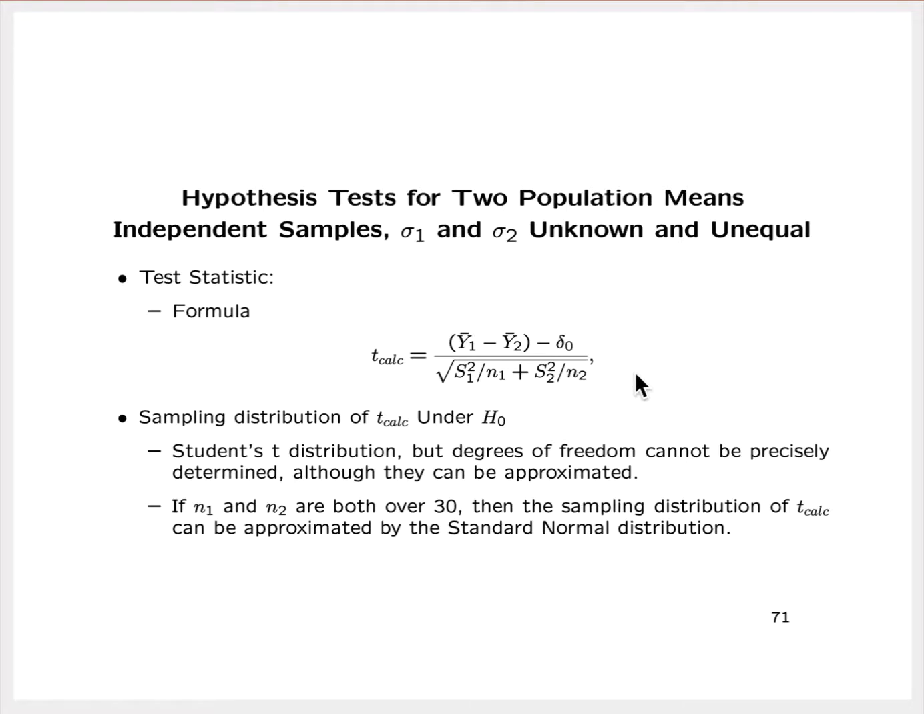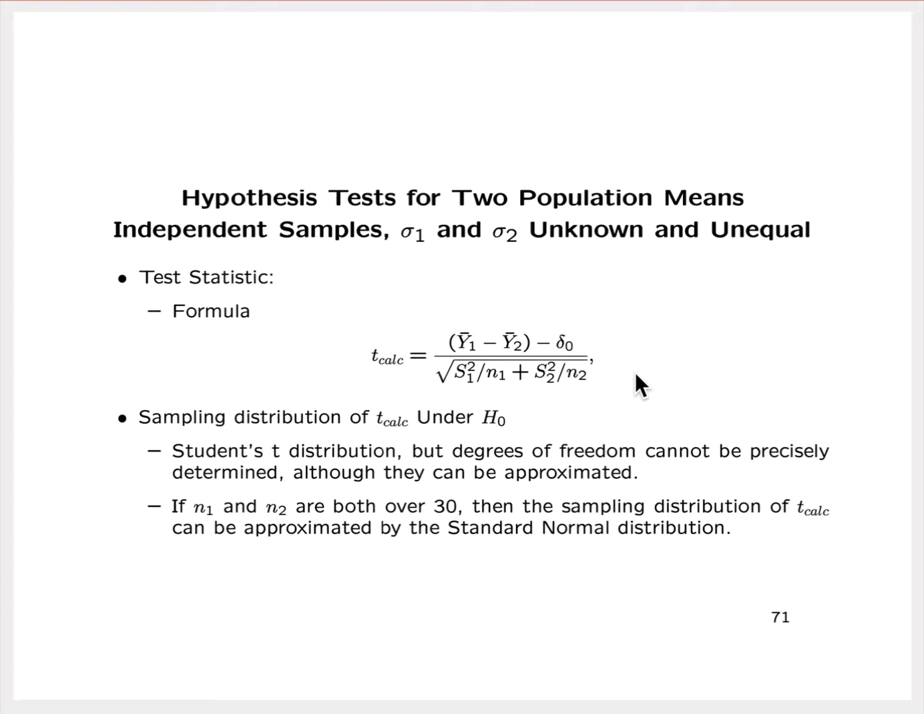Now, that test statistic is not hard to compute, but the problem arises in that we don't know the actual sampling distribution of this test statistic under the conditions of the null hypothesis. We do know that it has a t-distribution, but the degrees of freedom of that t-distribution are unknown. Now, the degrees of freedom can be approximated, and there are several ways to do that.